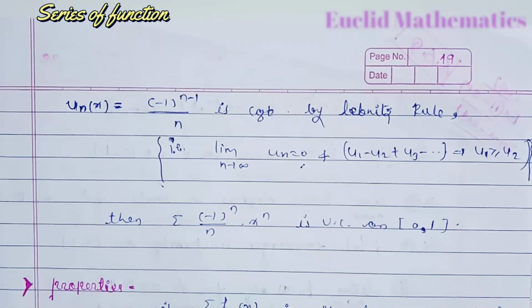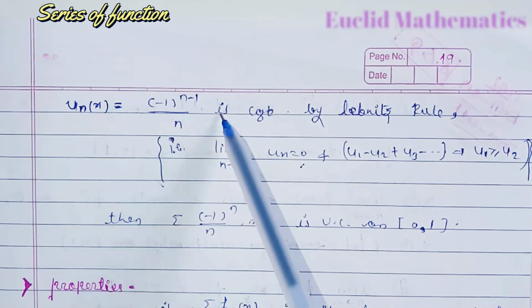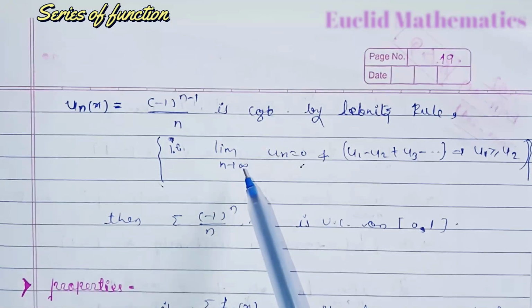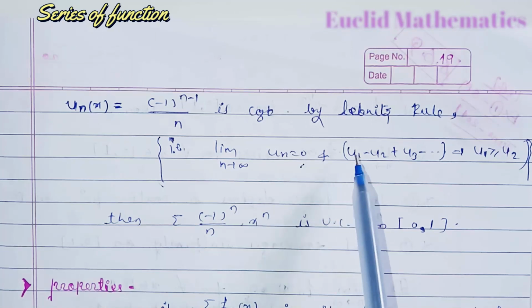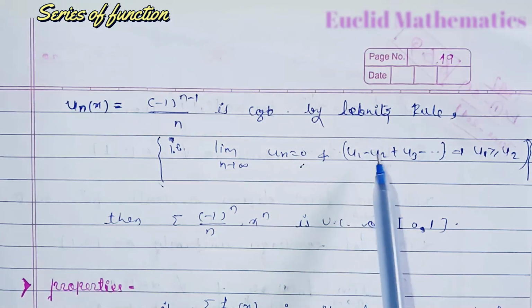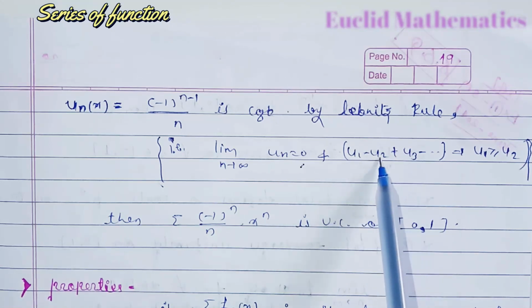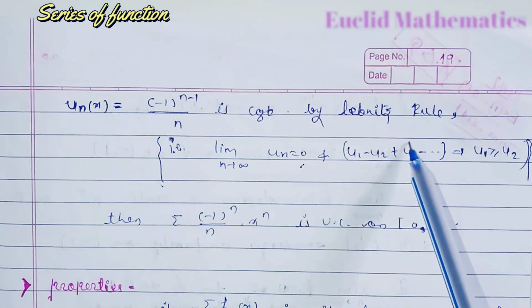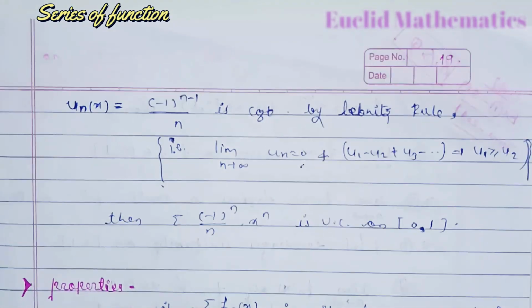Now the next task is that the other series needs to be uniformly convergent. You can see that (-1)^(n-1)/n is convergent because of the Leibniz test for alternating convergent series. The Leibniz test says that for un(x), when we apply the limit n tends to infinity, it goes to 0, and the sequence of partial sums like u1 minus u2 plus u3 goes to smaller and smaller. If u1 is bigger, then u2 is smaller, then u3 is smaller than u2. So by using the Leibniz test, we can say that un(x) is convergent.